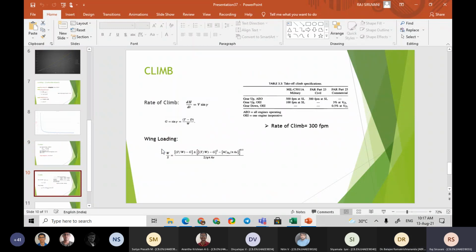Cruise, and so, what have you done first? Climb first, cruise later. Okay. Yes, sir. Go according to your mission profile. Yes, sir.